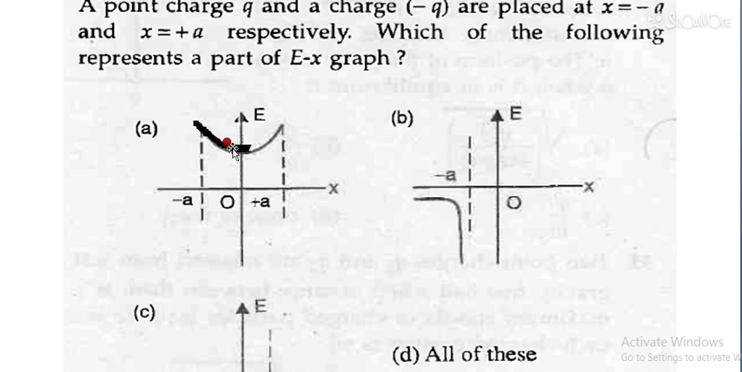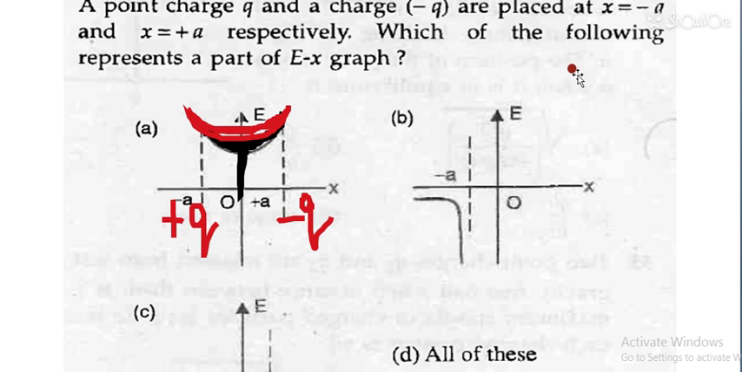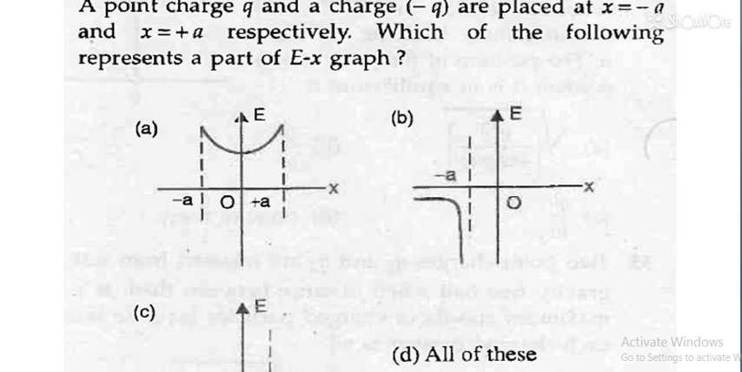Due to this positive charge, electric field decreases at this point, and at this point electric field is minimum. In the same way, from this side electric field will decrease in this way. So basically this will be the diagram. This will be the exact diagram. So I hope question number 2 is clear to you. At minus a, plus q charge is placed, and at plus a, minus q charge is placed. This question is taken from the graphical representation of electric field. So I hope the question is clear to you now. Moving to the next question.